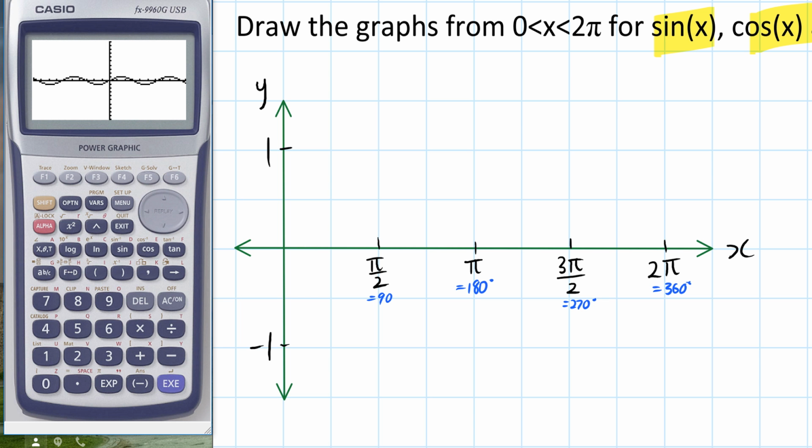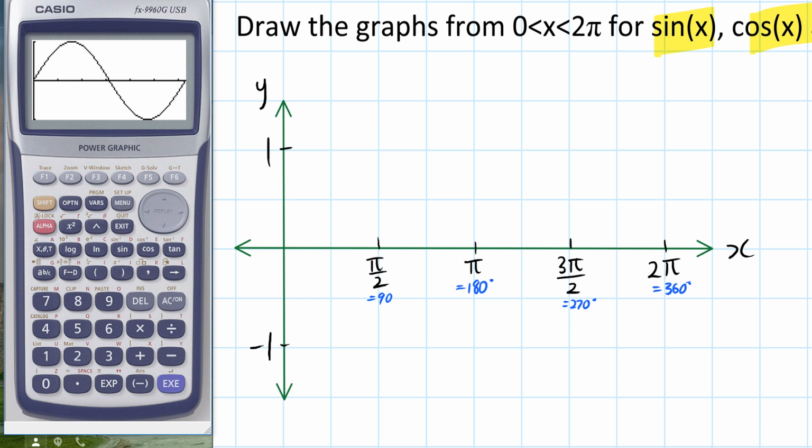So you can see we've got a bit of a wavy thing going on here. So this time I'll set my viewing window to be more accurate. My x min goes from 0 up to 2 pi, and my y min goes from -1 up to 1. And there we go. There's a bit of a better idea there.